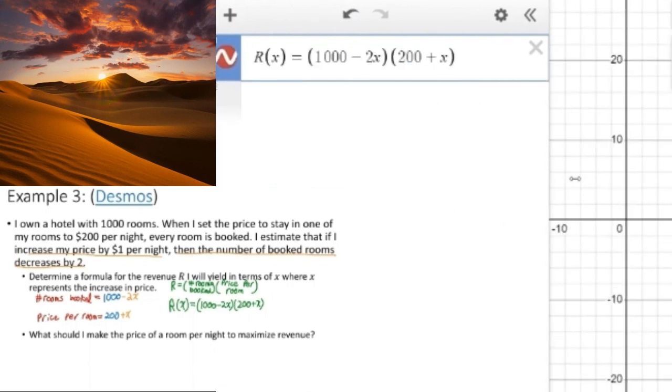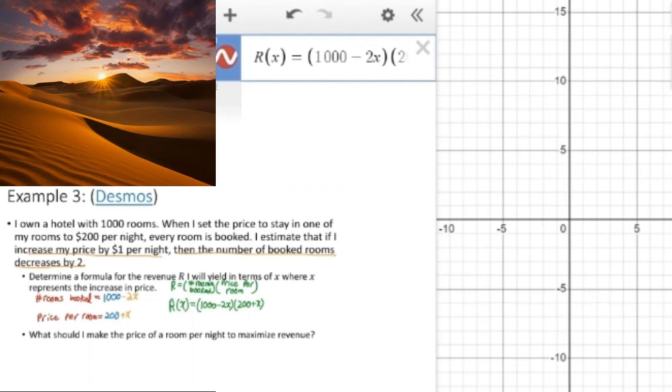So now we have our revenue function typed in, but I don't see the graph quite yet. Now, instead of just zooming out wildly to try to locate it, let's think about what the zeros should be. If we look back at our function, we see that it's factored. If I set my factors equal to 0, I know my x-intercepts are going to be negative 200 and 500. The negative 200 comes from setting the second factor equal to 0. The 500 comes from setting the first factor equal to 0, and solving for x in both of them.